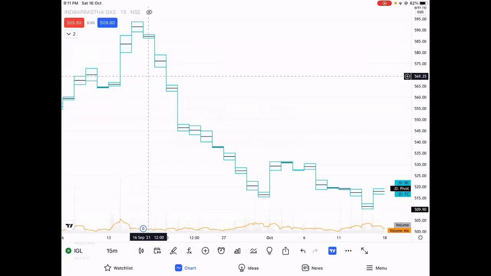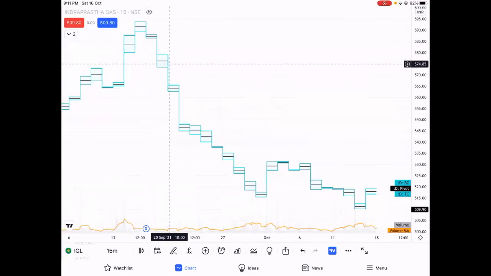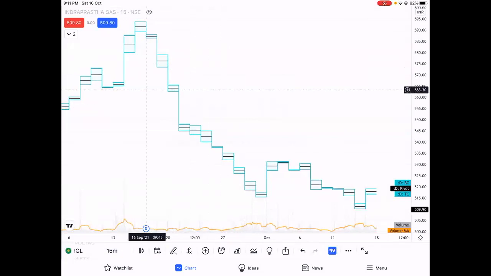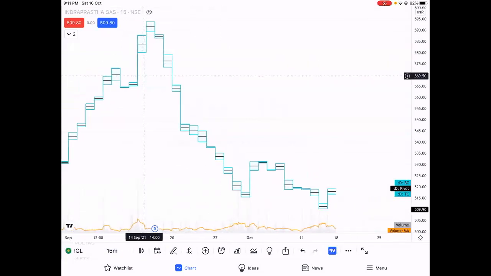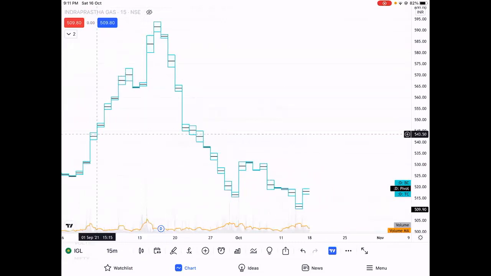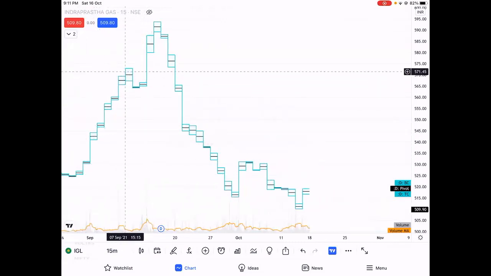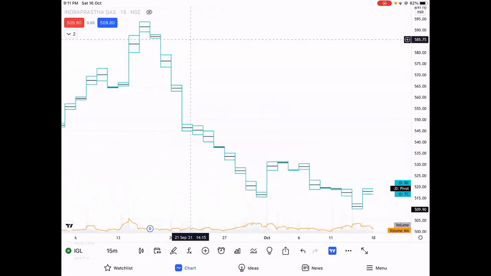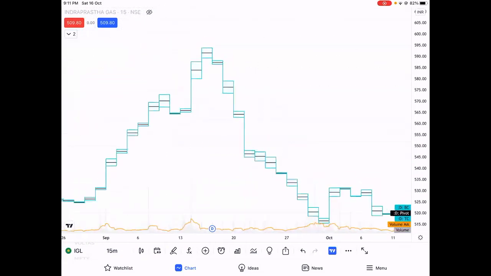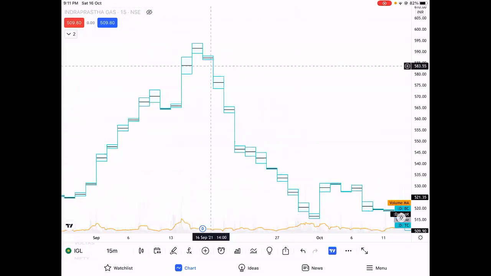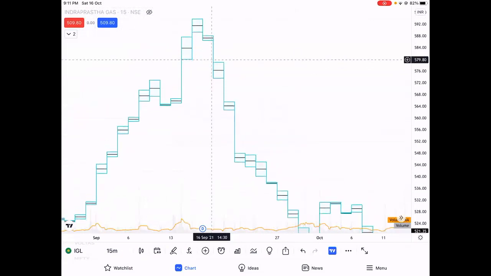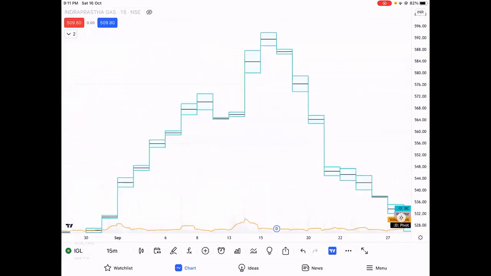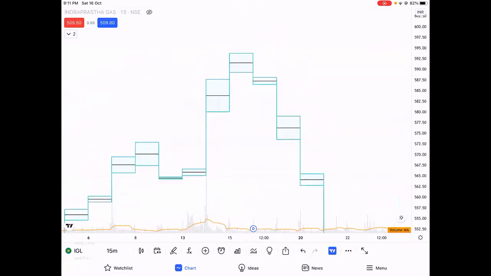What do we see here? On 16th of September, after a long series of ascending CPR, we are seeing a lower value CPR. So there can be two possibilities. First, there can be a possibility of trend reversal if the CPR is not protected and is taken out.